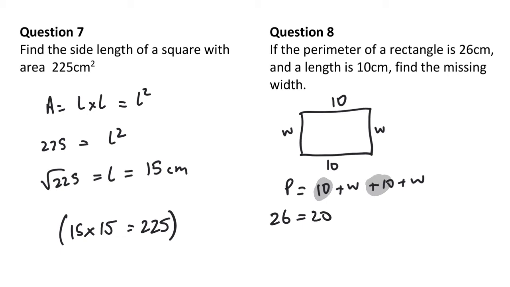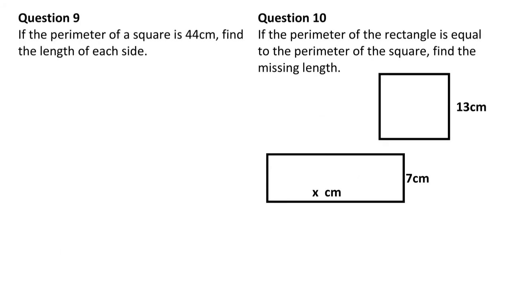And then W plus W is 2W, so it's 20 plus 2W. If we take away 20 from both sides, we get 6 equals 2W, and then dividing by 2 to work out what 1W is, we get W equals 3. Question 9, if the perimeter of a square is 44, find the length.